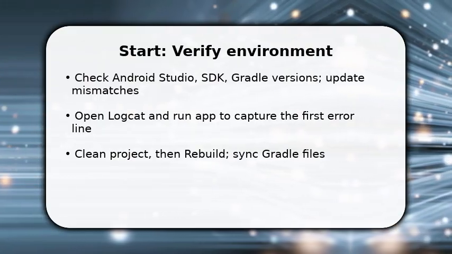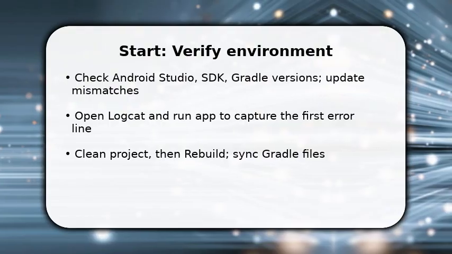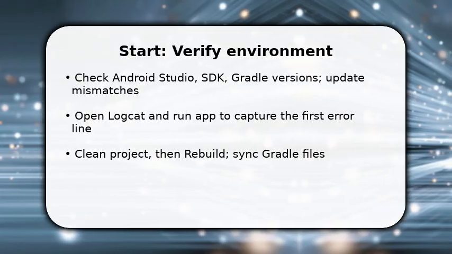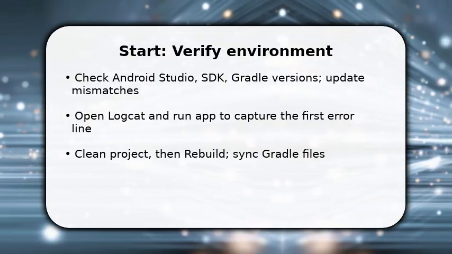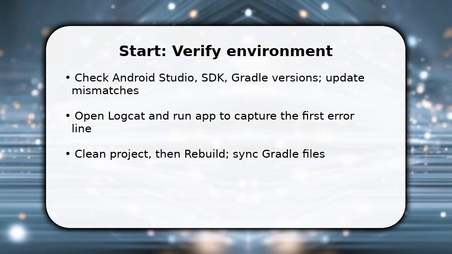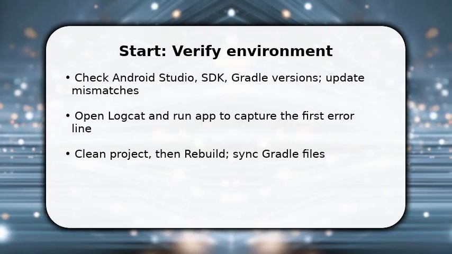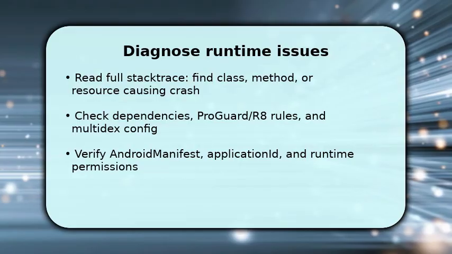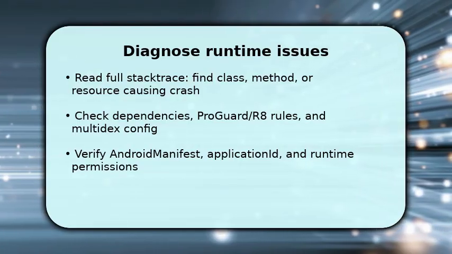That line matters most. Next, clean the project and perform a Gradle sync and rebuild. These actions fix many transient build and dependency resolution issues quickly. You now dive into the middle of the problem by reading the full stack trace and locating the failing class or resource. That tells you whether it's code, native library, or missing resource.